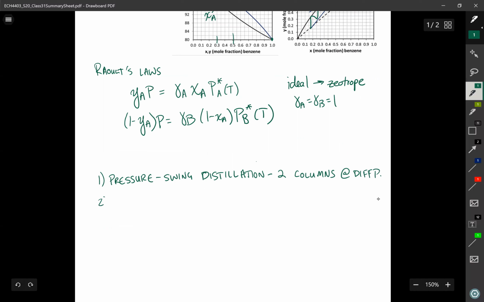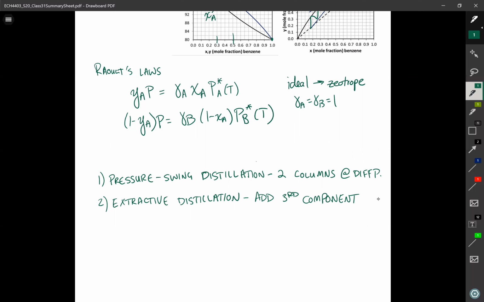And the second one is called extractive distillation. Extractive distillation is kind of like liquid-liquid extraction meets distillation. In extractive distillation, you add a third component, and then you treat it like a multi-component system. Adding the third component breaks the azeotrope, which is good. Then you treat it as a separation of three things, and for that, you need two columns as well.